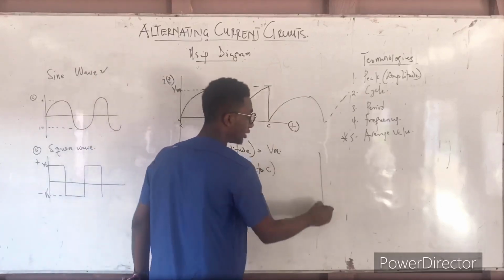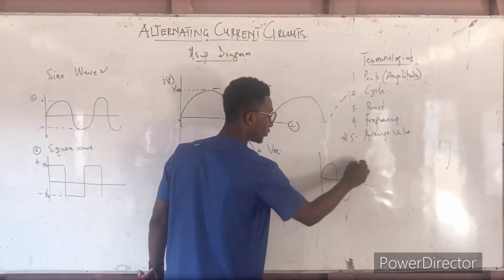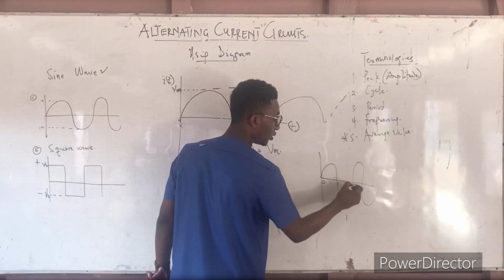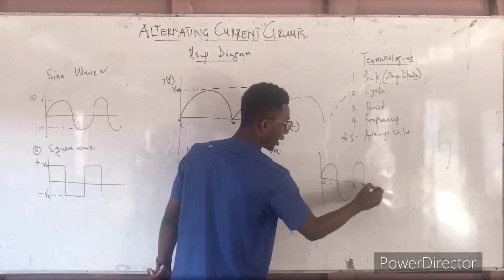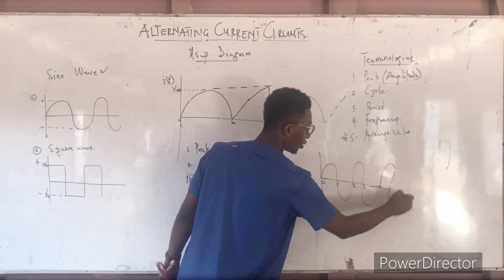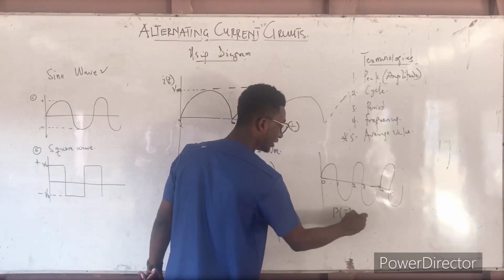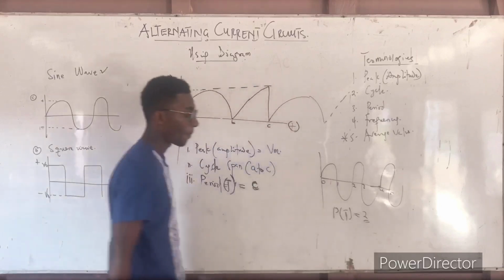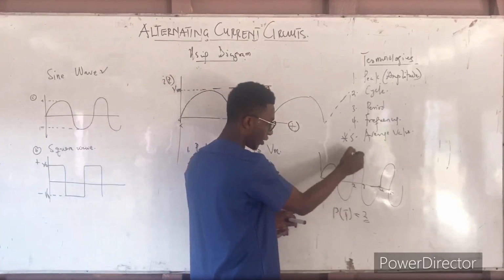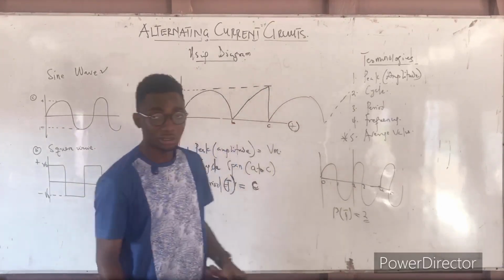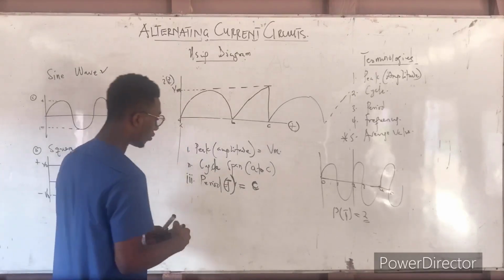If I have a sinusoidal function with 0, 1, 2, 3, 4, 5 and so on, from here my period, which is T, will be equal to 2, because this is a complete cycle. So the period is the time duration for the complete cycle.